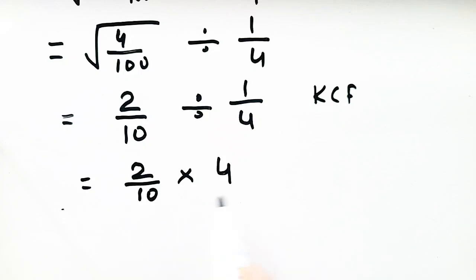So 2 5s are 10. 2 2s are 4. So the answer will be 2 multiplied by 2, 4, divided by 5.